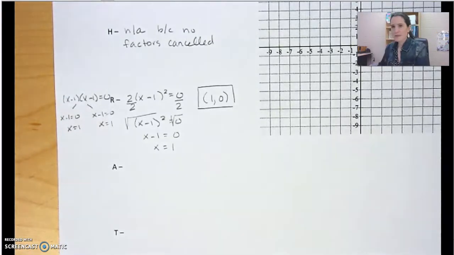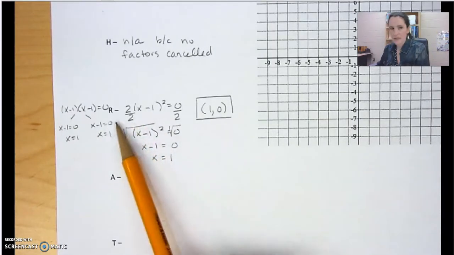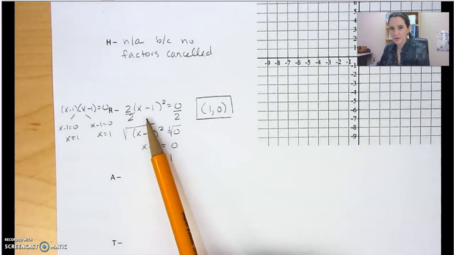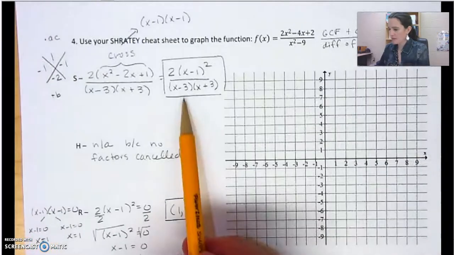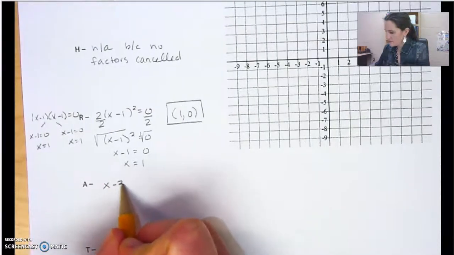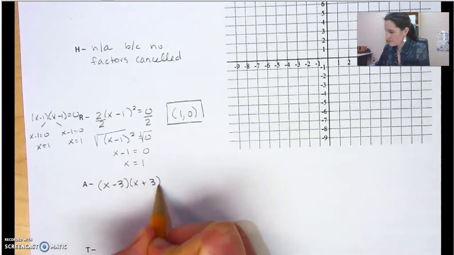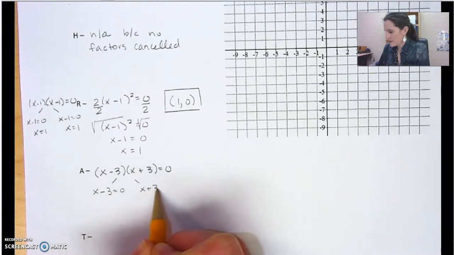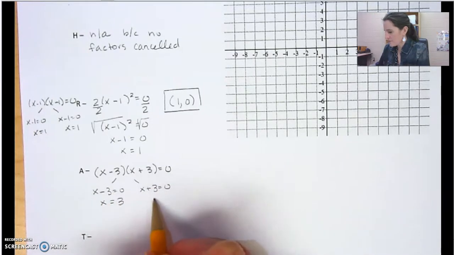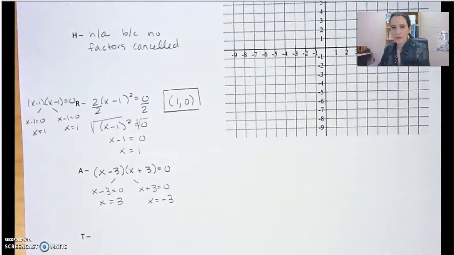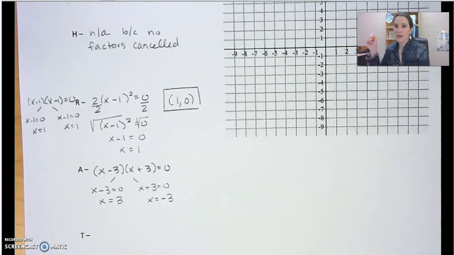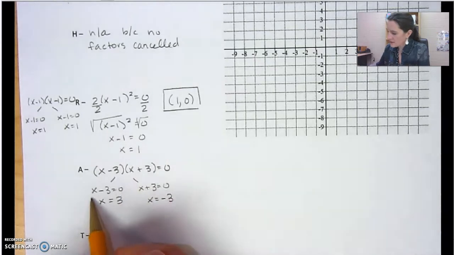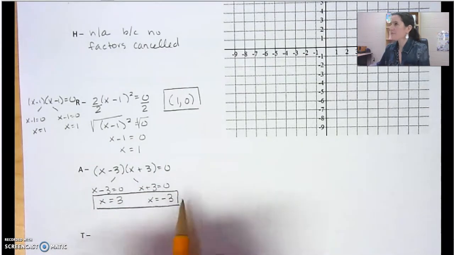A stands for asymptotes, specifically the vertical ones. So in R, we set the top of our fraction equal to 0. For A, we set the bottom equal to 0. And that was (x minus 3)(x plus 3). Break those up, set them equal to 0 individually and solve them. And we get x equals 3 and x equals negative 3. Now these are lines, so you write the equation of the line just the way they already are, x equals 3 and x equals negative 3.